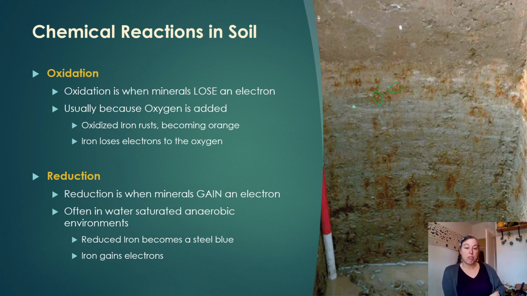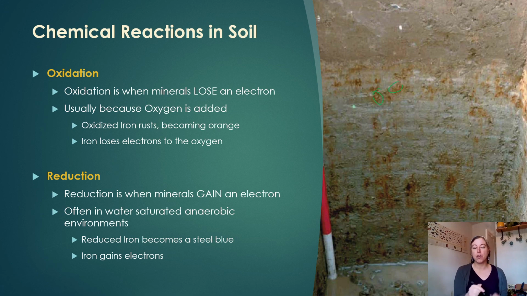Reduction is the other way around. So again, let's go back to that iron. Iron is that steel gray. When iron gains electrons, it then becomes a sort of whiter, steely blue color. So it ends up being in anaerobic environments, which are, oddly enough, often saturated with water. So there is oxygen in water, but when that water is left alone, there's no way for the iron to access the oxygen.